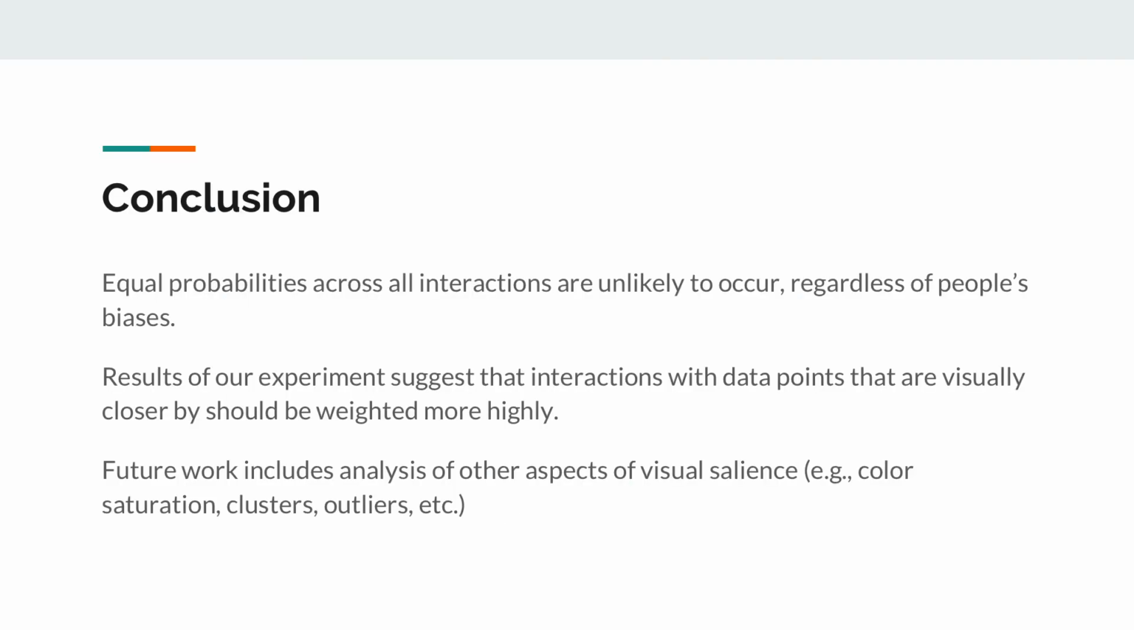So, in conclusion, equal probabilities across all interactions are unlikely to occur, regardless of how people are biased. The results of our experiment indicate that the interactions with nearby data points are more likely than faraway data points. This ultimately helps us improve the ability of these metrics for detecting bias by having a better idea of what unbiased behavior looks like. At this stage in our project, data analysis is currently incomplete.